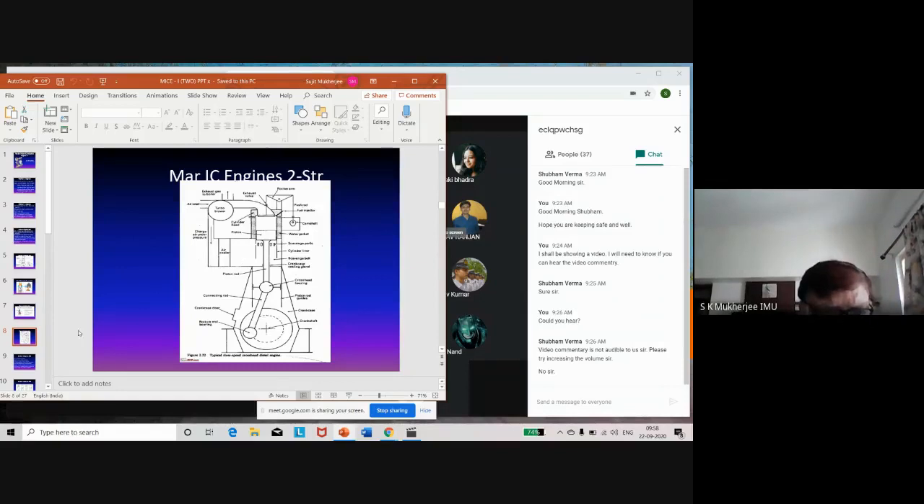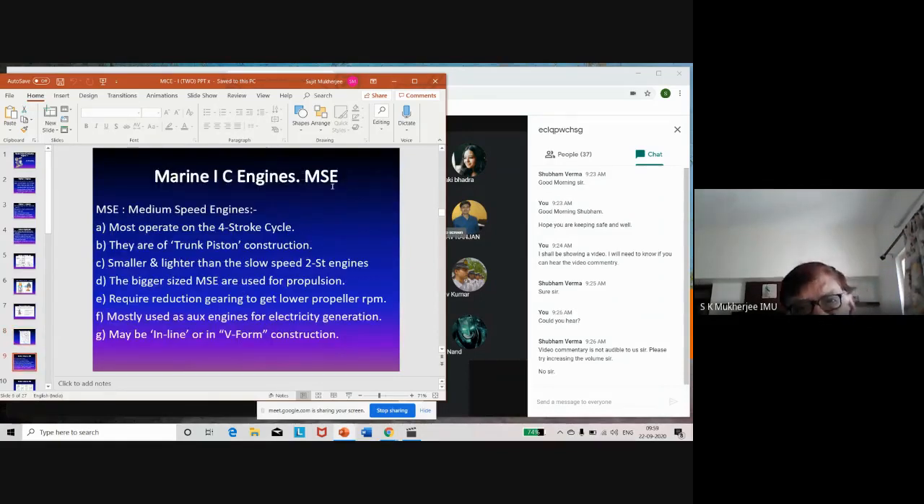Let us finish with two-stroke engine and proceed into medium speed engines. What we are doing right now is understanding the basic concepts of the three types of engines: the low speed engine, medium speed engine, and high speed engine. Thereafter, we'll go into the details of their construction first, then their function, their indicator cards, the power development. All these things will come much later. Let's understand very clearly the constructional details of the low speed, high speed, and medium speed engines.